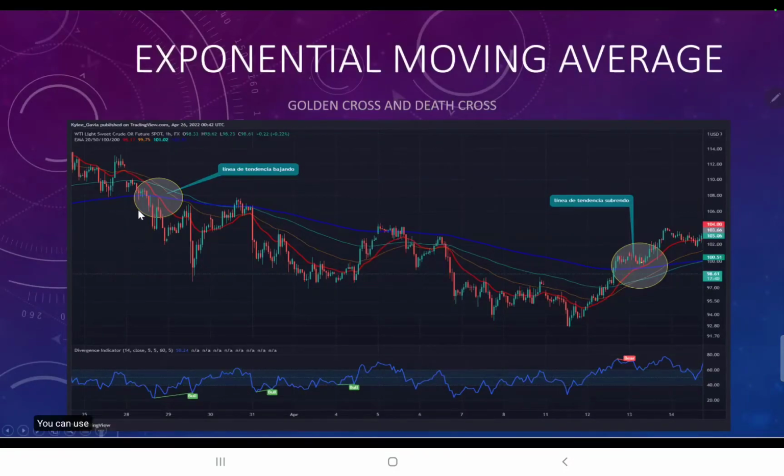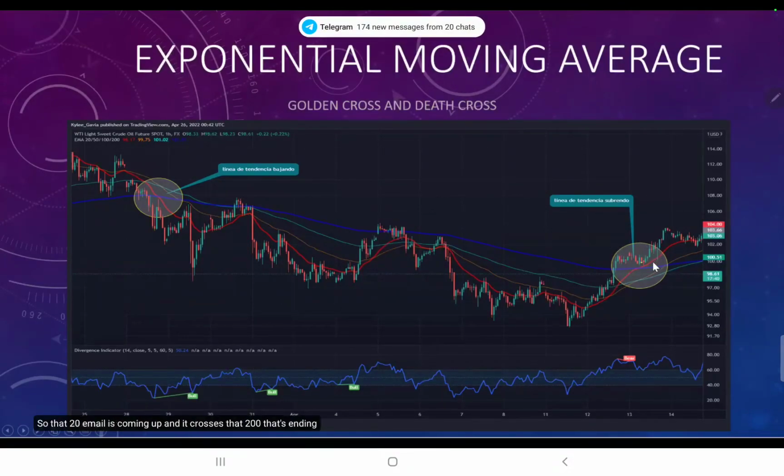You can use whatever EMAs you want. Honestly, this is what I like to use. Like Alex, he just uses the 200. I like the 20 EMA the most, and I'll show you why. Does that make sense, guys? And then they cross upwards, so that 20 EMA is coming up and it crosses that 200. That's indicating an uptrend. You see it? Does that make sense?